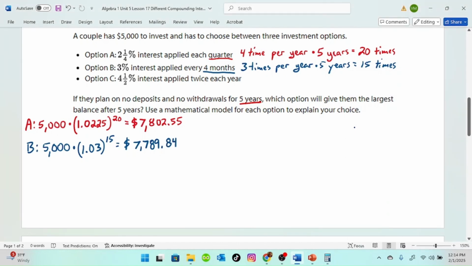So notice, even though they would be getting a larger interest, because it wouldn't be happening as often, they would not earn as much money from Plan B. Now we can look at option C. We would still start with the same $5,000.